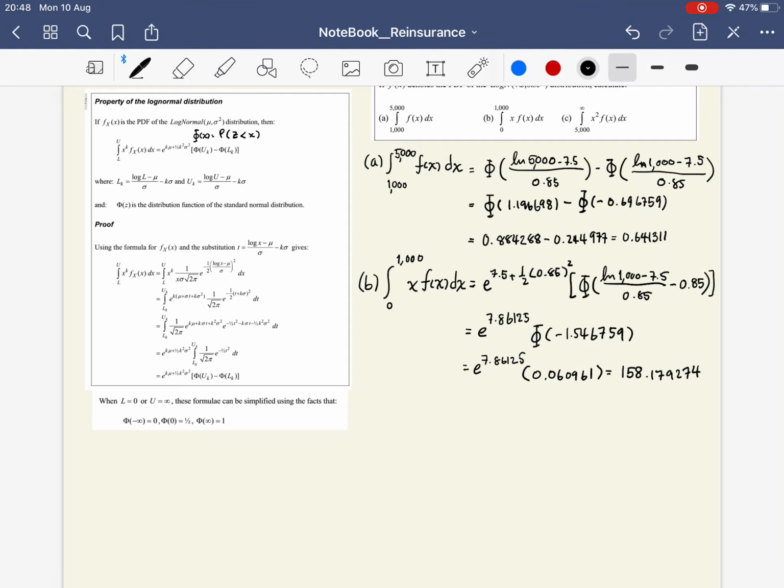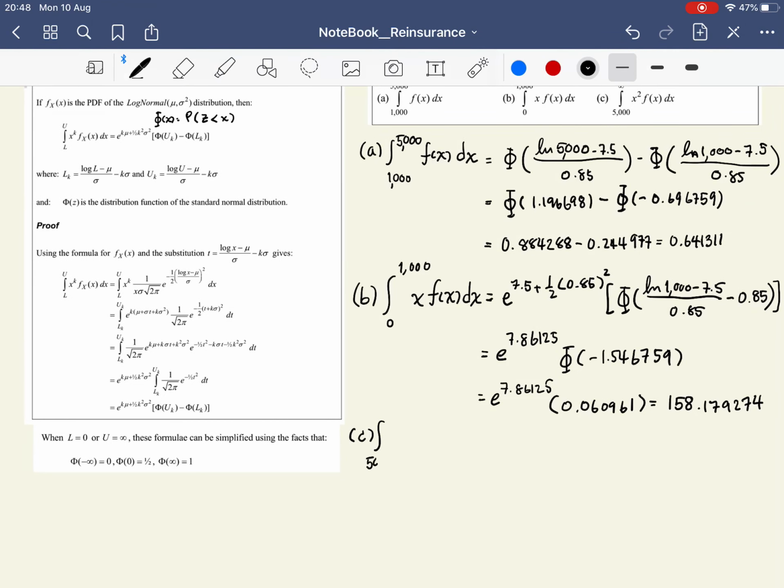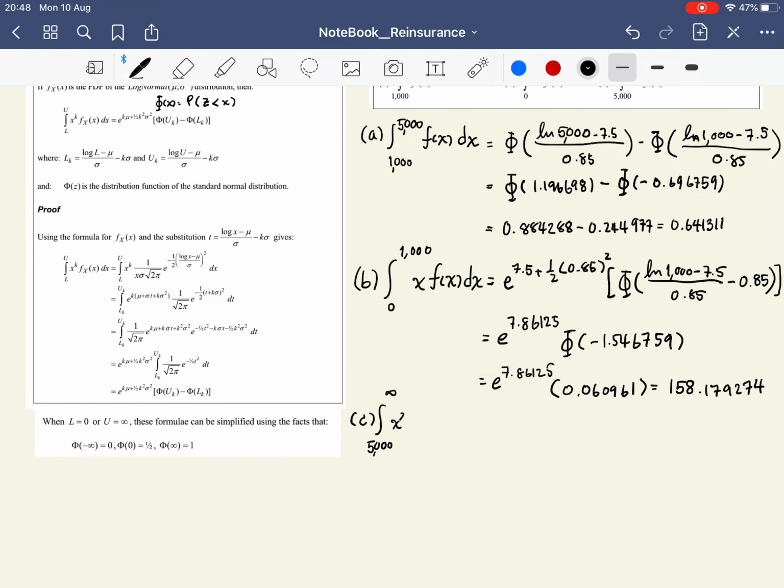And here we are. Okay, let's work on the last one. The last one is now the case where k equals 2. We have the integral from 5000 to infinity of x squared f(x) dx. So when k equals 2, we have 2 times mu plus 1 over 2 times 2 squared, which is 2 sigma squared, right?